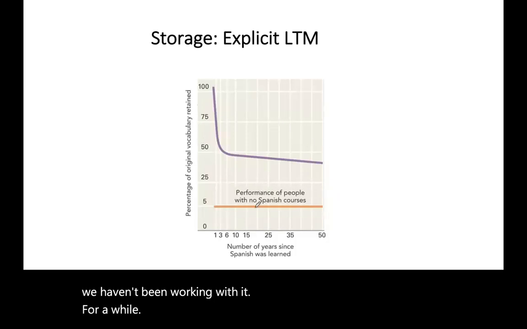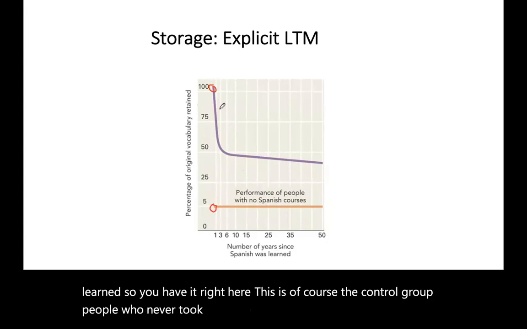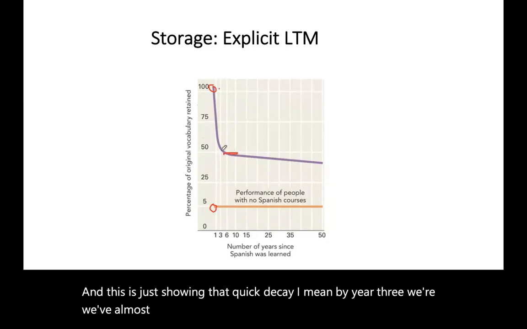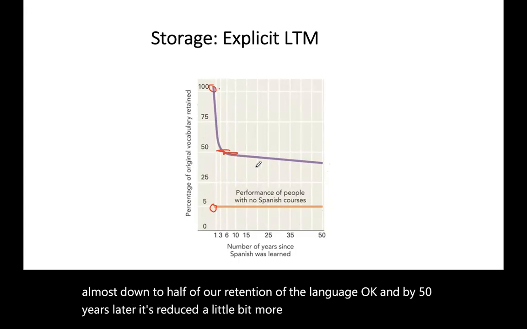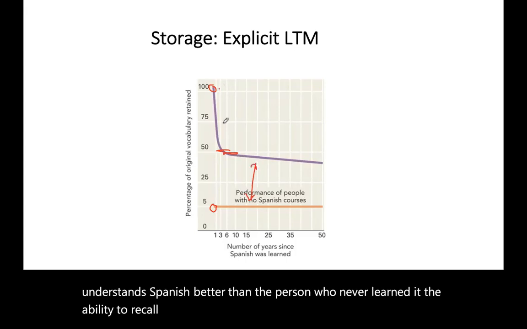So this is just the example. Number of years since Spanish was learned, you have it right here. This is, of course, the control group, people who never took a class. And this is just showing that quick decay. I mean, by year 3, we're down to almost half of our retention of the language, okay? And by 50 years later, it's reduced a little bit more. So while the person understands Spanish better than the person who never learned it, the ability to recall and retain the original amount is greatly reduced.